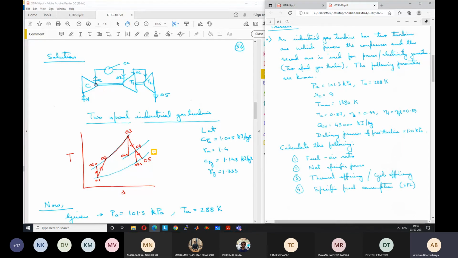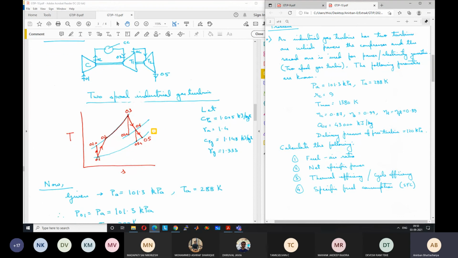So T01 and P01. Then after the compressor, T02, P02. After the combustion chamber, T03, P03. After the high pressure turbine, it is T04, P04. And after the free turbine, it is T05 and P05. Okay. And the cycle looks like this. It's a real cycle. So the actual compression process goes from 01 to 02 non-isentropically instead of going from 01 to 02s.